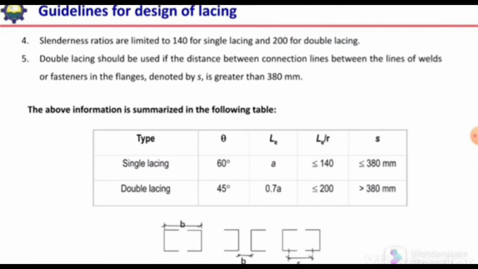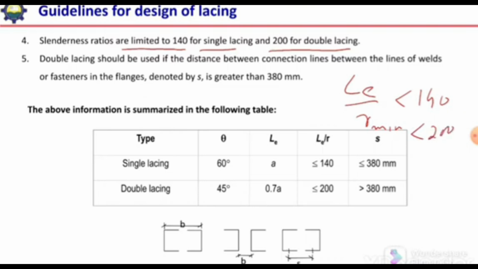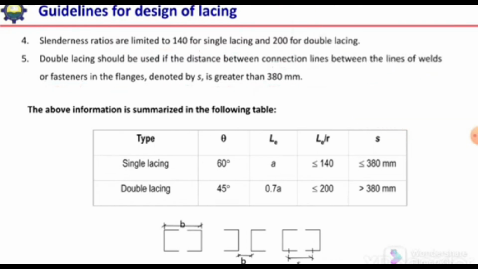Next guideline: the slenderness ratio of the lacing element is limited to 140 for single lacing and 200 for double lacing. Meaning LE over r minimum should be less than 140 for single lacing and should be less than 200 for double lacing. Double lacing should be used if the distance between the lines of welds or fasteners in a flange, denoted by S, is greater than 380. So if this S is greater than 380, then we will use double lacing, otherwise we will use single lacing.